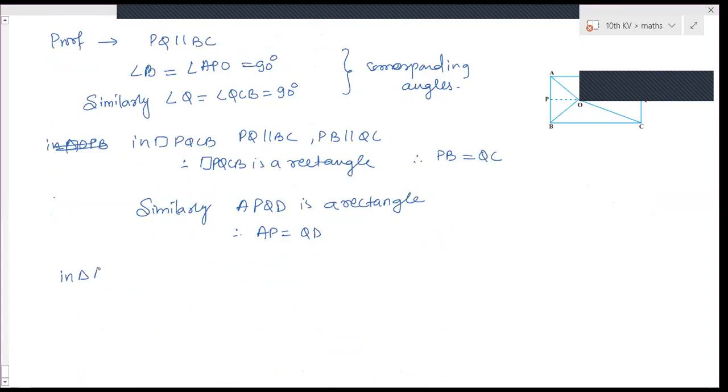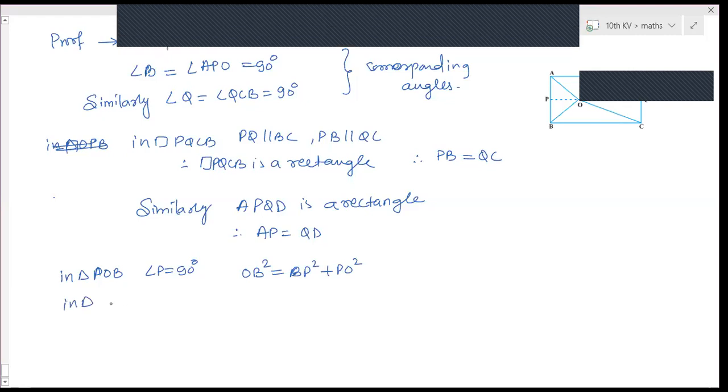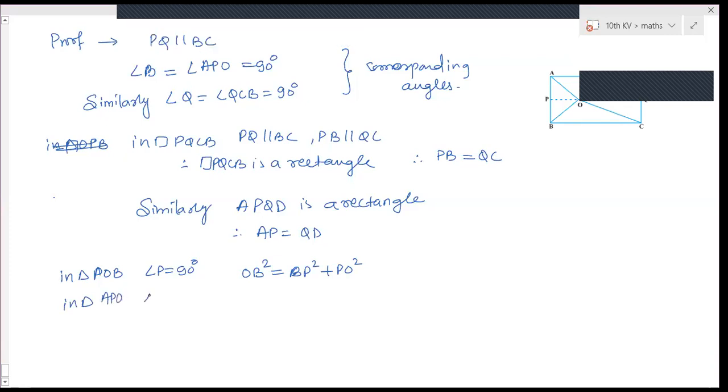The right triangle property. In triangle POB, by the Pythagoras theorem, angle P is equal to 90 degrees. So therefore, OB square is equal to BP square plus PO square. Next, OD square, we will use. First, in triangle APO, angle P is equal to 90. So therefore, OA square is equal to AP square plus OP square.